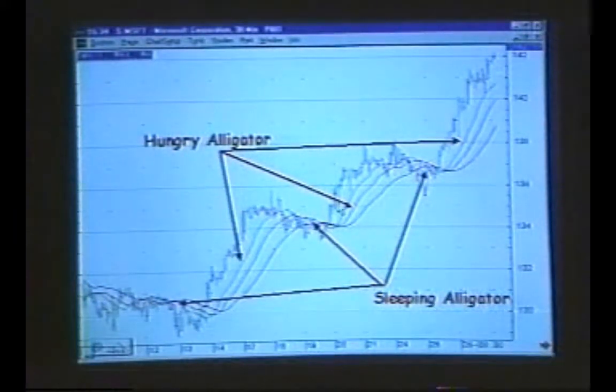You would go long here, and you would be long through this movement. You would be out here because the alligator is sleeping. And at the current time when this chart is over, you would be long. I hope that you can see the advantage of this, and it keeps you always on the right side of the market. Let's recap what we've done today.